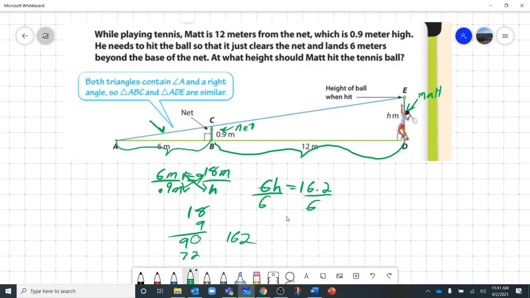So the height where he needs to hit the ball, this height right here, needs to be 2.7 meters. Okay, so that's fairly close to, let's see, 2 meters is about 6 feet. So add another meter. It's a little bit less than 9 feet, probably between 8 and 9 feet. Okay, so 2.7 meters is where Matt needs to hit the ball.